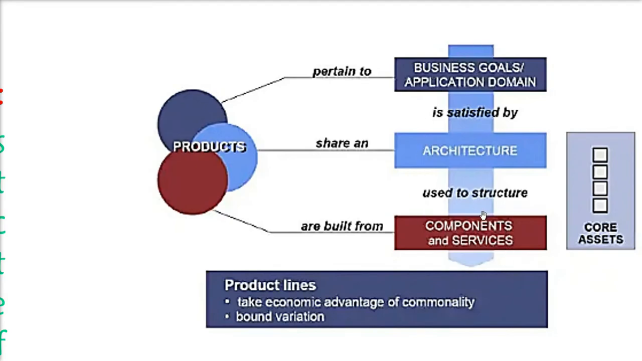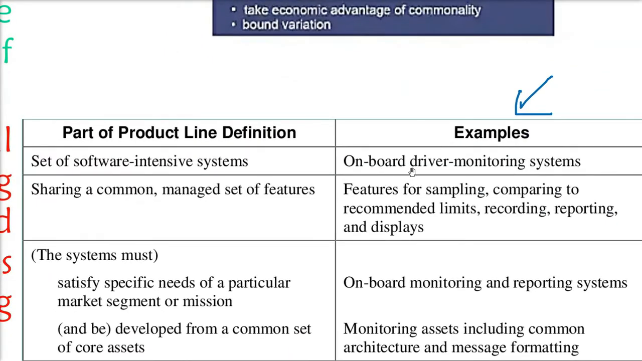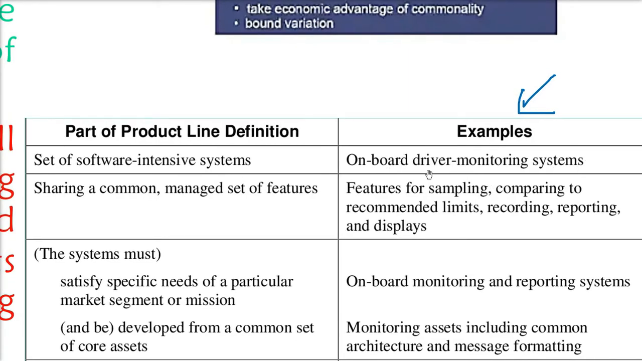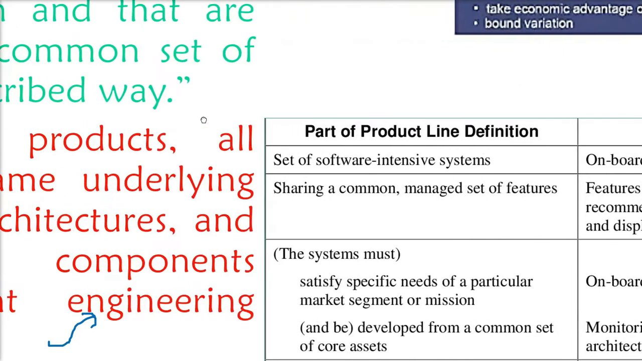This is very important, because product line software gives you an economic advantage. You have made one software, and now you can just edit or customize it for another one with basic variation. So I'm talking about an example, the onboard driver monitoring system. Driver monitoring system on board means the software will be on some board, and then we are monitoring.